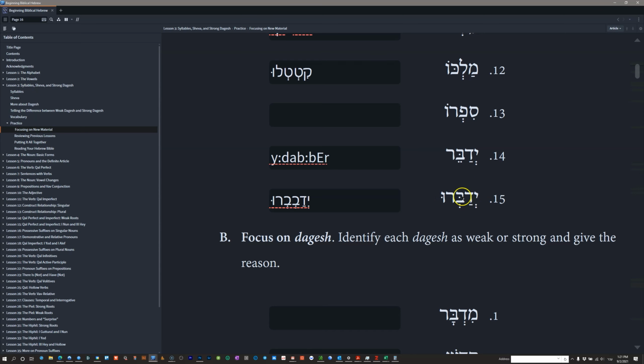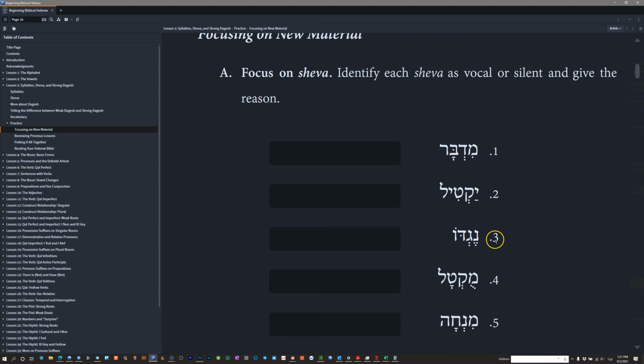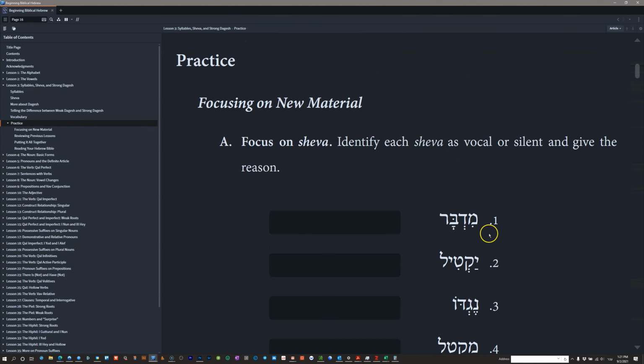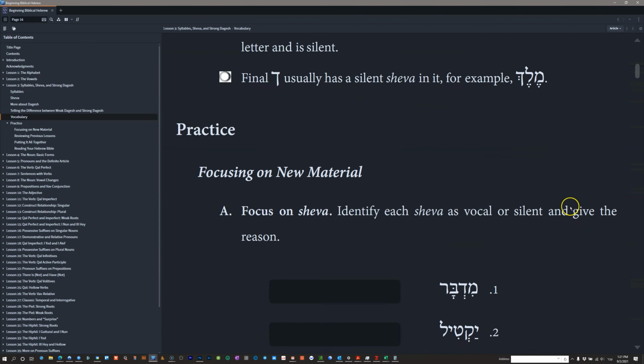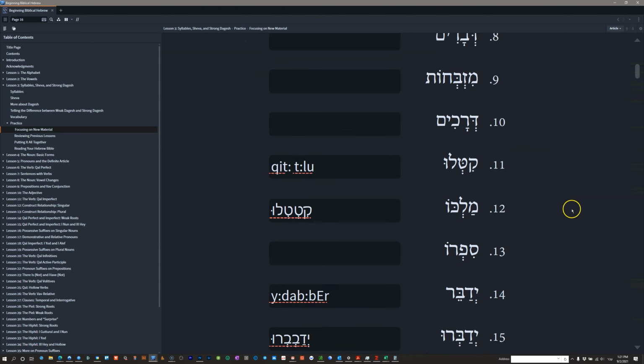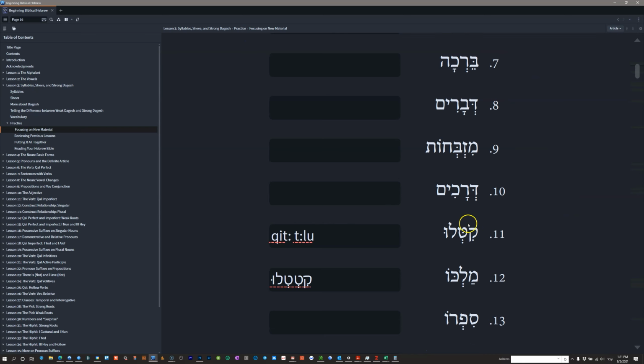Yedabru. Yedabru. All right. So hopefully you can see the application there of the short is silent rule. And hopefully, if you really have understood the confusing part about this dagesh forte, the doubling dagesh with the sheva, that hopefully will not be a stumbling block for you.